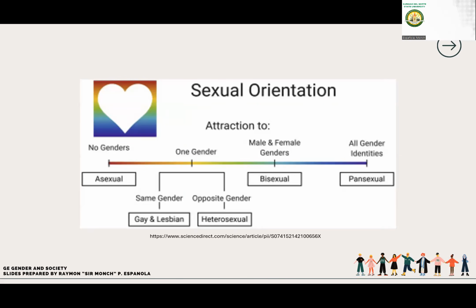Okay? And here is a detailed rendering of sexual orientation. Asa man ka ma-attract. If you have attraction to no genders, you are asexual. If you are attracted to one gender only, so depende ka ron kung same gender. So you become or you are gay or lesbian. Or kung opposite gender, you are homosexual, no, heterosexual. Okay? If you are attracted to both male and female genders, bisexual. All gender identities, pansexual. Okay?